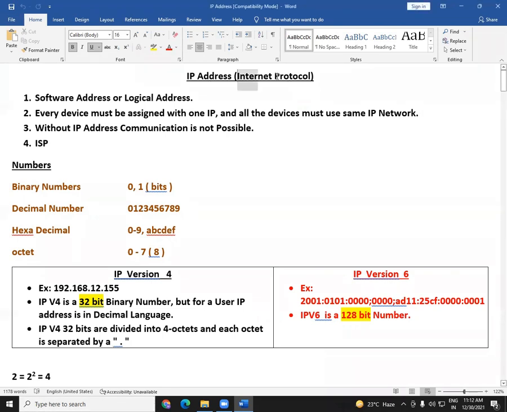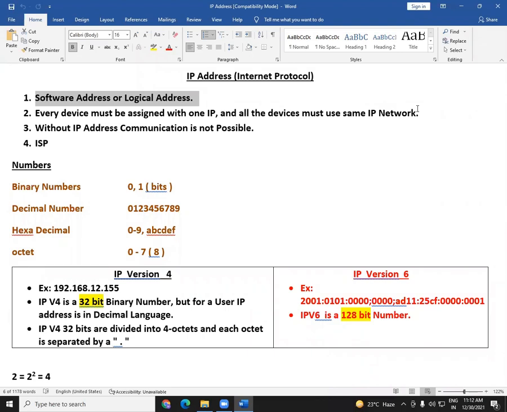IP stands for Internet Protocol, and it says clearly it is an address. So let us see what exactly is an IP address. It is also known as a software address or a logical address, but the technical name is IP, Internet Protocol address. Every device must be assigned an IP address. Suppose there is a computer network with 20 devices. When I say device, I'm talking about computers, servers, routers, switches, firewalls. I'm talking about all the devices that we have in a computer network, not only a computer.